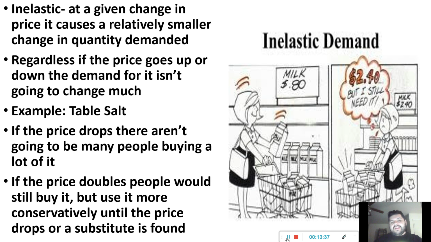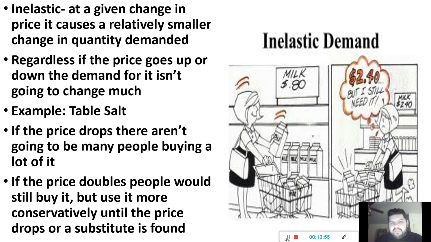And same thing if the price is really low. People are like, I'll buy some, but I'm not going to buy a ton of it. So regardless if the price goes up or down, people are usually going to buy the same amount of it.